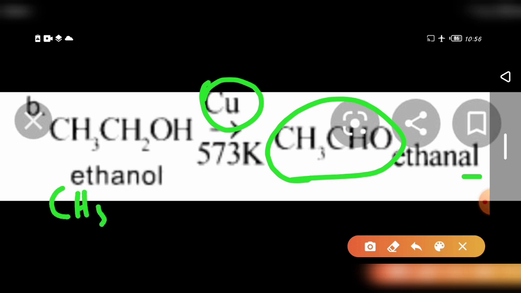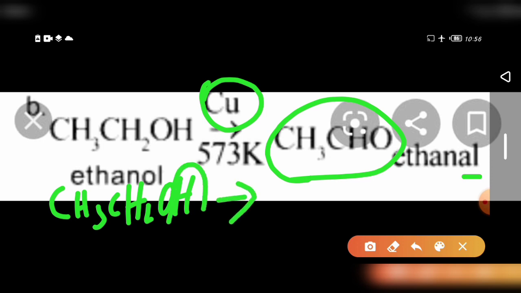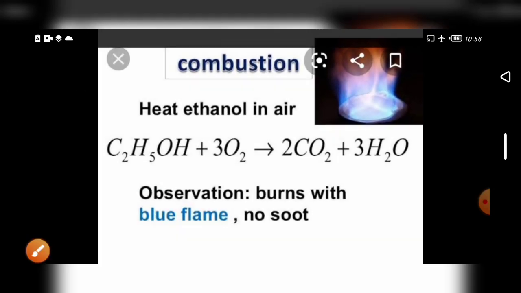CH3CH2OH. How will it form? Here you see this hydrogen and this hydrogen, here one hydrogen, totally two hydrogen. So remaining CH3CHO plus H2 gas, liberation of H2 gas. This is the equation. Okay, next we go to combustion reaction.